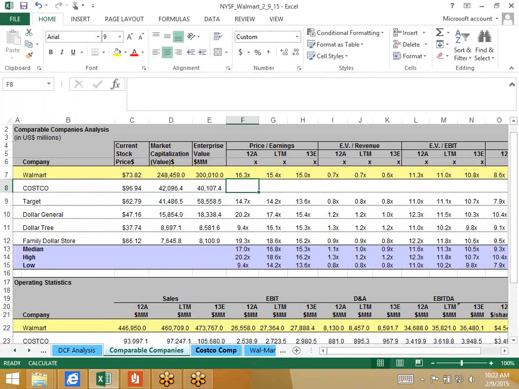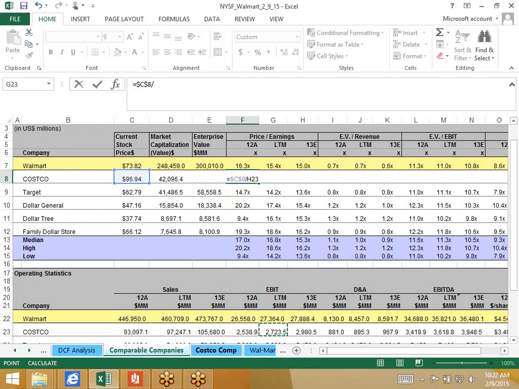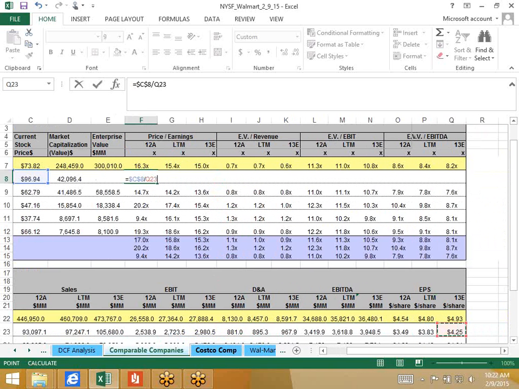And so with this data, now we can calculate our multiples. And so we have price to earnings, meaning share price divided by earnings per share. So the numerator is going to be the share price, and the denominator is going to be the earnings per share. I'm going to anchor the reference to the share price, F4, so I can copy this to the right. So F8 equals C8, anchor that, divided by, I'm going to link over to the 2012 earnings per share for Costco that we had calculated before. And I'm going to copy this to the right.